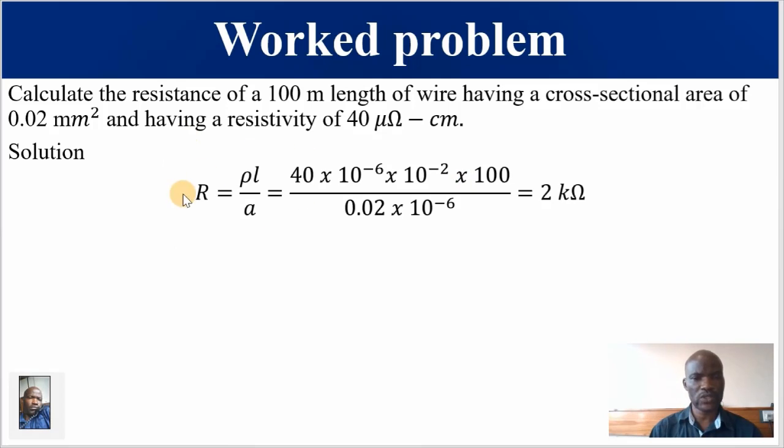So guys, you must be able to solve calculations. If you are asked to find A, which means the cross-sectional area, you have to make A the subject of your formula. Hence, it becomes cross-sectional area is equal to rho L over R. If you are asked to find rho, that's the same. You make rho the subject of your formula. So rho is equal to resistance times cross-sectional area divided by length, and you can do that for any parameter in the equation.